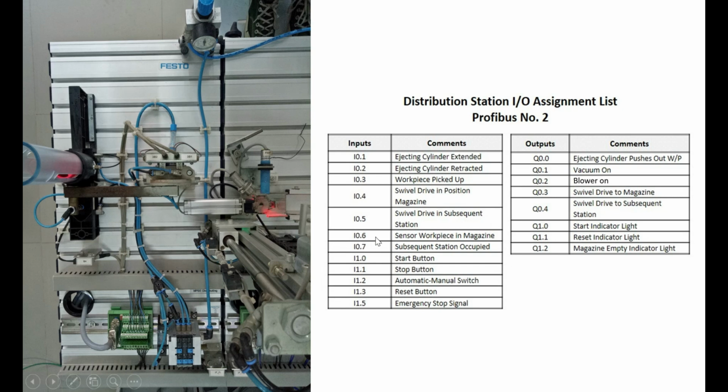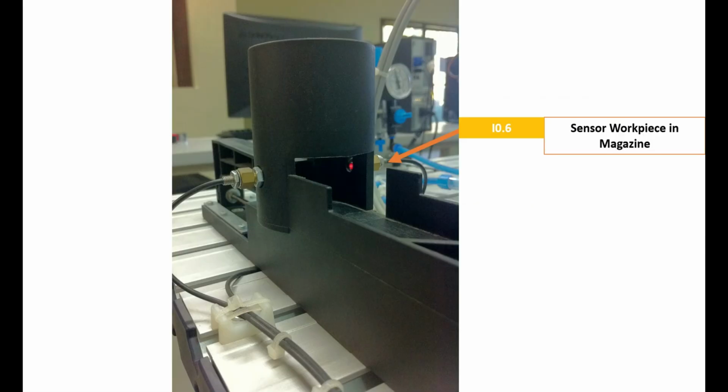I0.6, which is sensor workpiece in magazine. Here is the closer look for it. This is a retroreflective sensor. It has a reflector right here, but you cannot see because of its angle.